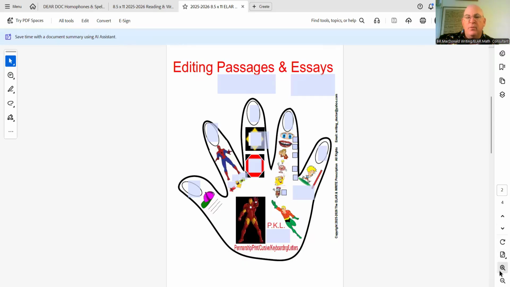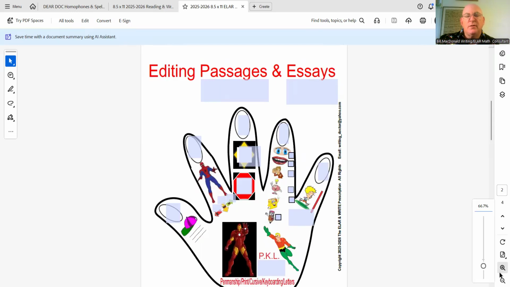So let me share with you my recommendation on the order that would make the most sense. So you can see here it says on my graphic organizer, editing passages and essays. So the first thing is going to be passages. When we're talking about editing passages, it's going to be this C of conventions. Development and organization, B and O, are revising skills, but conventions are editing skills.